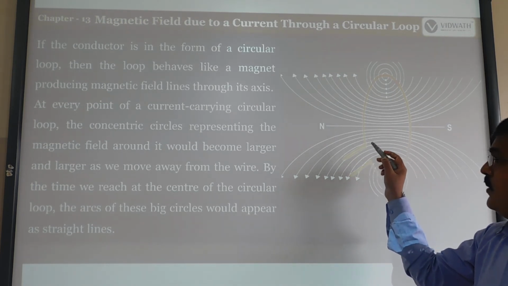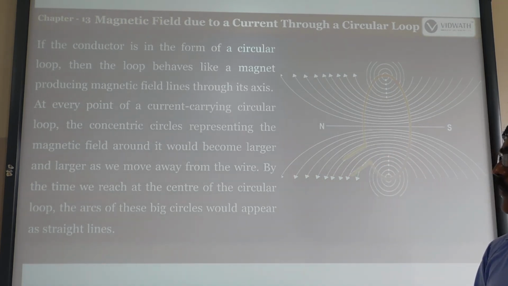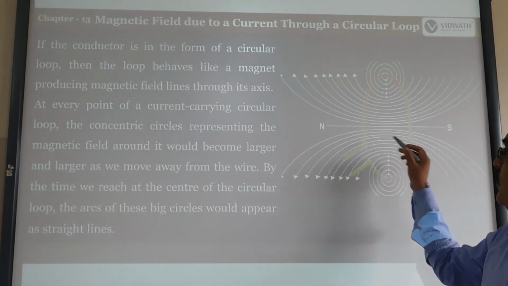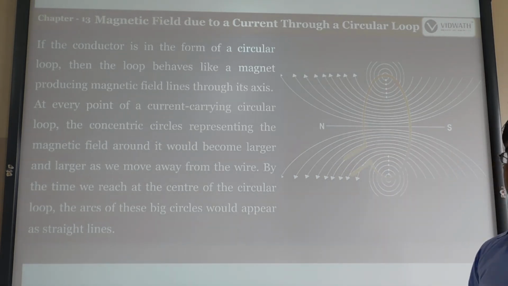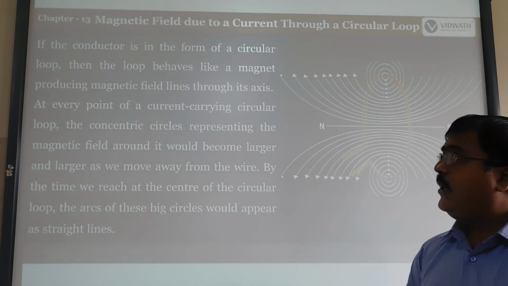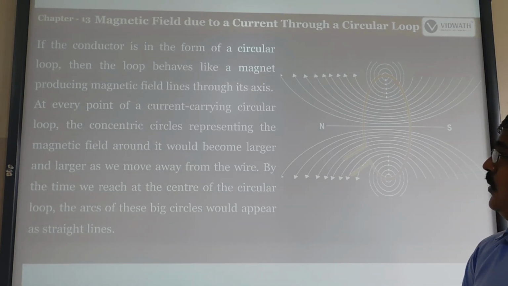So what should that look like? The big circle appears as a straight line. The big circles that are produced look like big straight lines. So this is the effect of having the conductor in a circular loop. Then the current is passed through it.